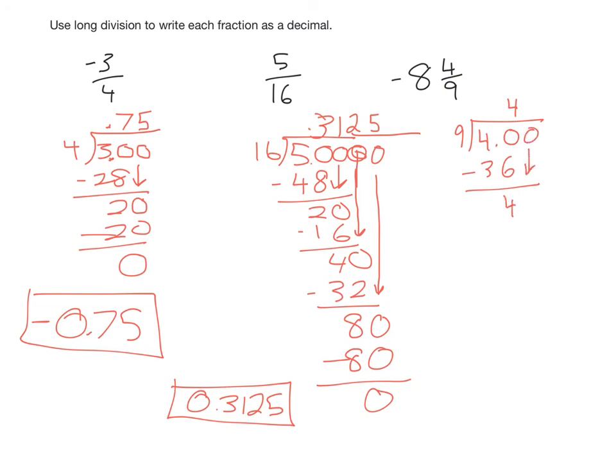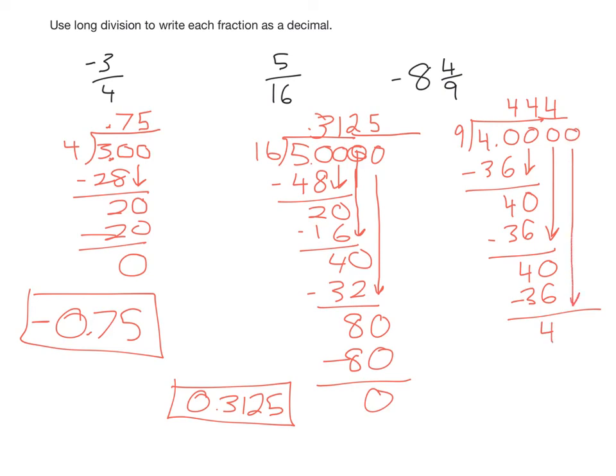Got to add another 0, and I get 40 again. 9 goes into 40 4 times. 4 times 9 is 36. Subtract that, I get 4. Add another 0. Wait a second, I see a pattern developing. I did 40, I have 40 again. Let's see here. 9 times 4 is 36. So it goes in 4 times. You see how I'm just repeating the same thing over and over again? That means that I could really just keep doing this forever.